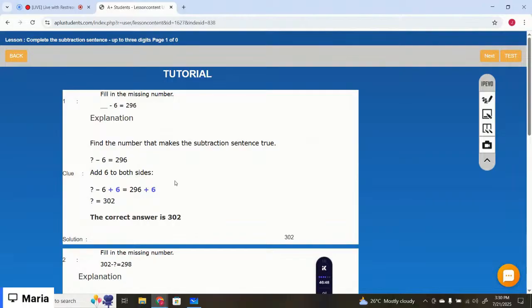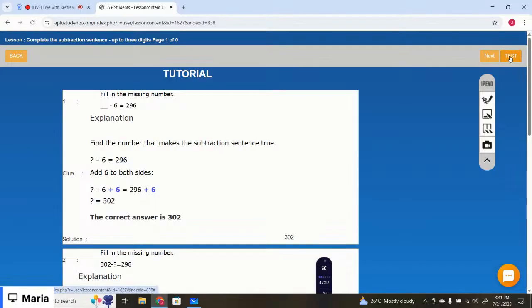What number minus 6 equals 296? So we need to find the number that, when 6 is subtracted from it, makes 296, right? So we need to add 6 to both sides because we need to find the missing number. So 6 minus 6 makes 0 and 296 plus 6 makes 302. The correct option is 302.